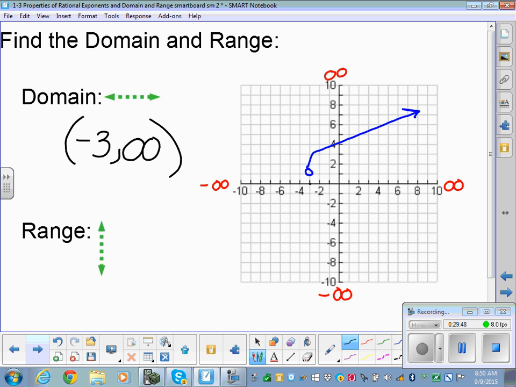Where does my function start? Up and down. It doesn't matter how far left and right, up and down. Good, positive 1. So it's starting at positive 1, and then it's growing this way to positive infinity. You're awesome. Did it include positive 1? No. Didn't include it, so we got to put a parenthesis, and then a parenthesis around infinity.